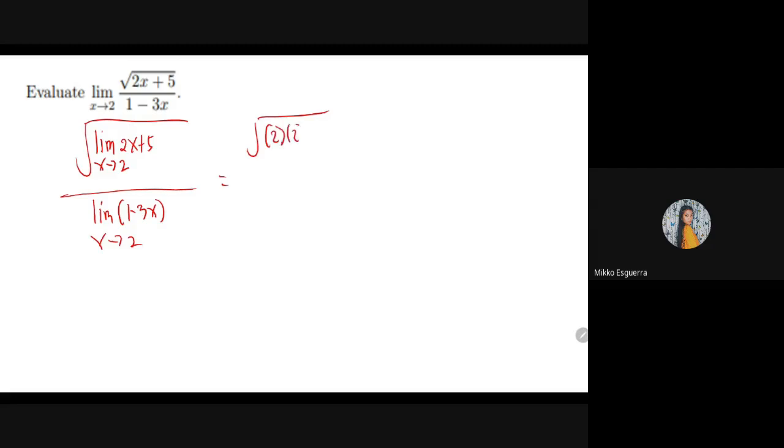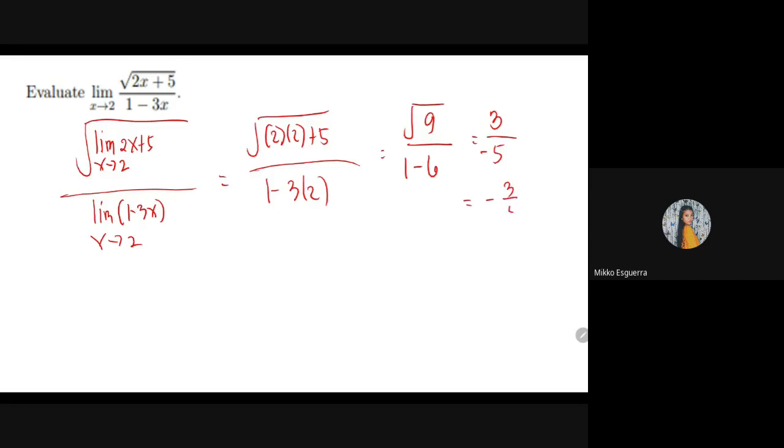I will know that when I give the assignment, because I will check the theorem that you are going to use. So I substitute: the square root of 2 times 2 plus 5, all over 1 minus 3 times 2. So this will be the square root of 9 all over 1 minus 6. The square root of 9 is 3. 1 minus 6 is negative 5. So that's negative 3 over 5. Very good. I think it's a common answer. I haven't seen an answer different from negative 3 over 5.